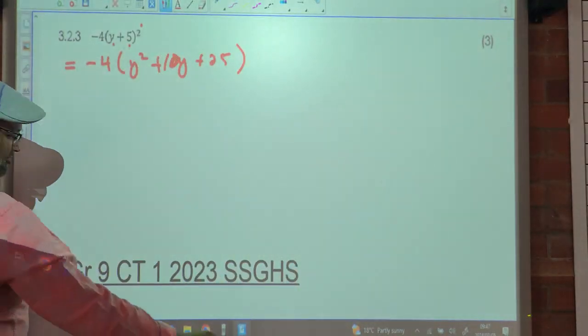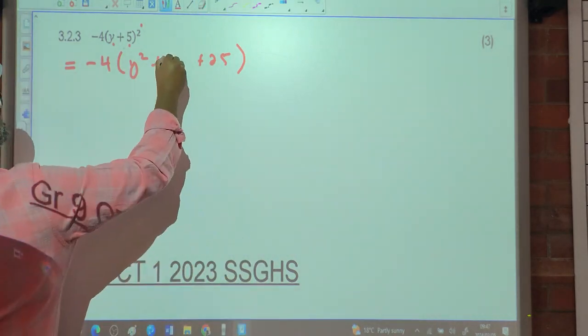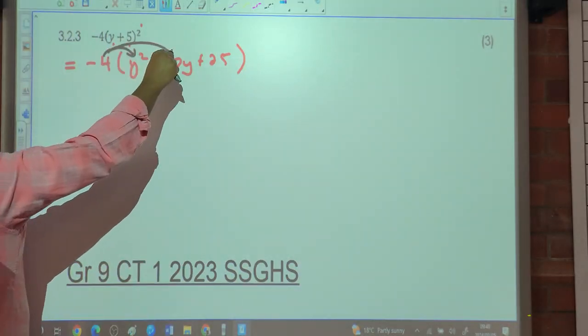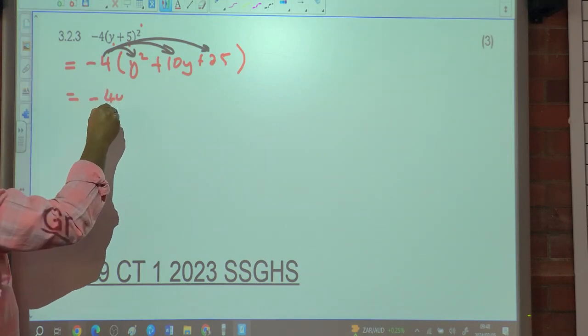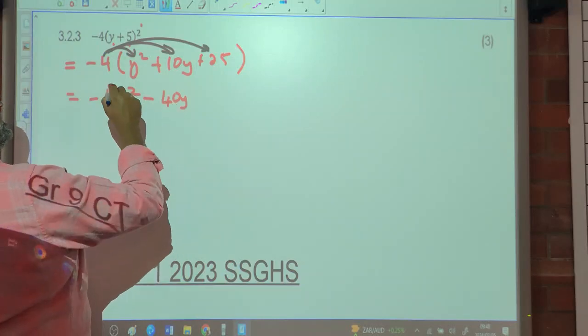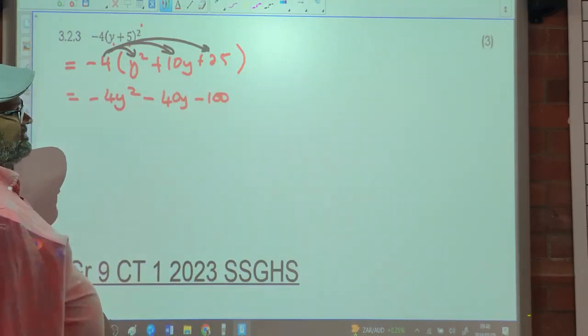So what do I do now? Distributive law. You multiply the negative 4 in. So it's going to give you negative 4y squared. Negative 4 times 10y, negative 40y. Negative 4 times 25 is negative 100.